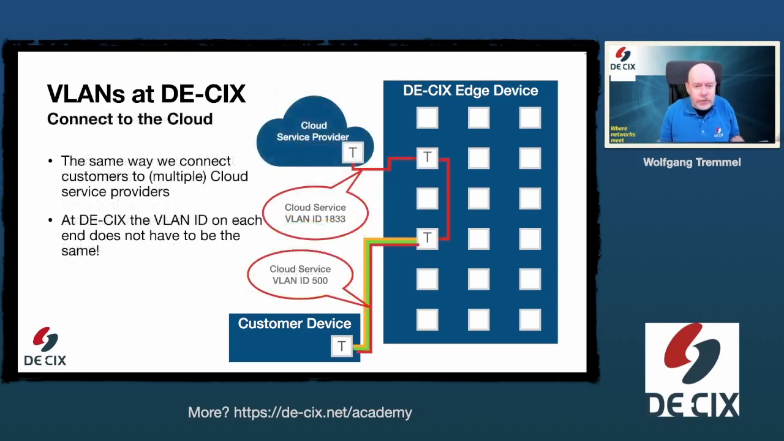But we can also do that for cloud providers. So for example, here we have a connection to a cloud provider, and you might see the VLAN tag isn't the same on each end. The DKIX edge devices can rewrite the VLAN tag. So we can deliver one and the same service on two ports with different VLAN tags, and the device does the rewriting completely transparent to the customer.